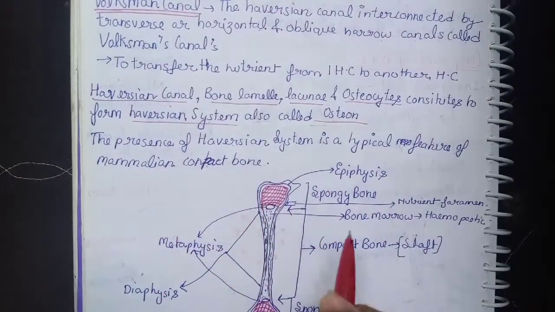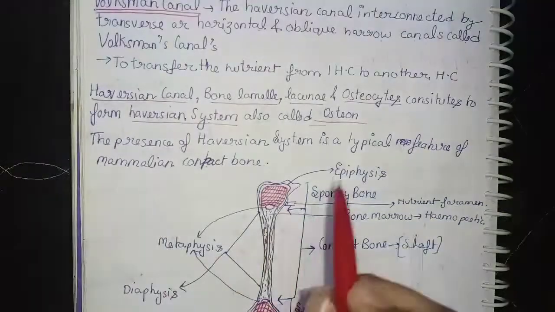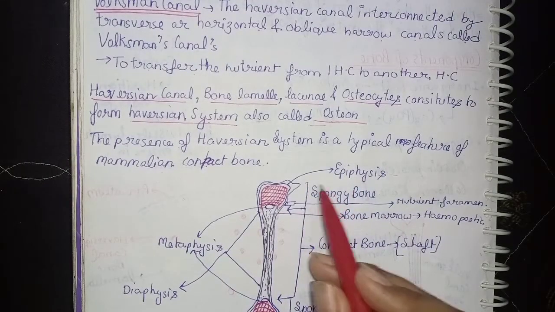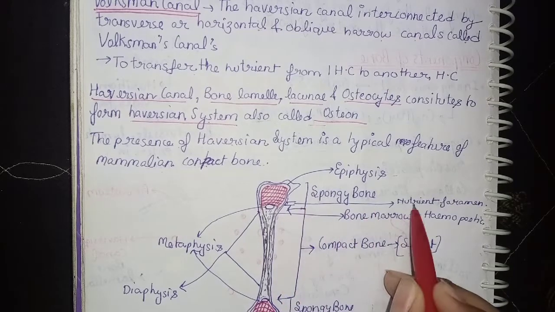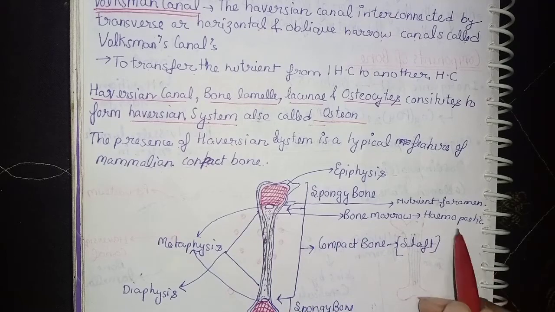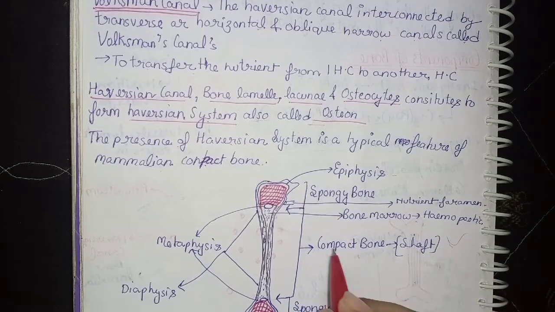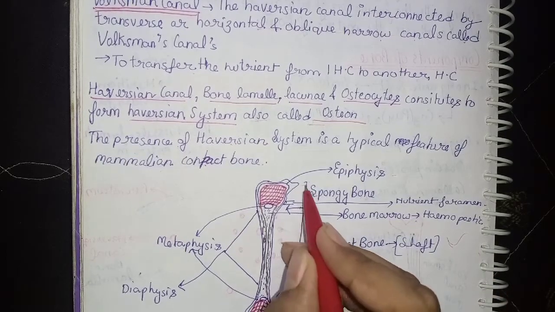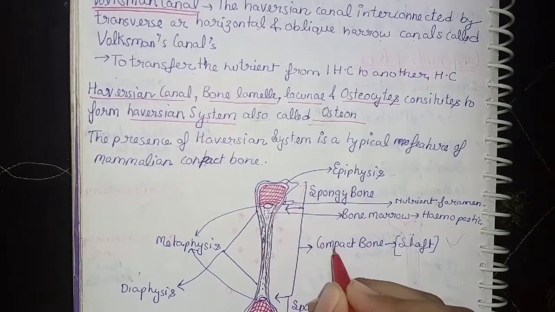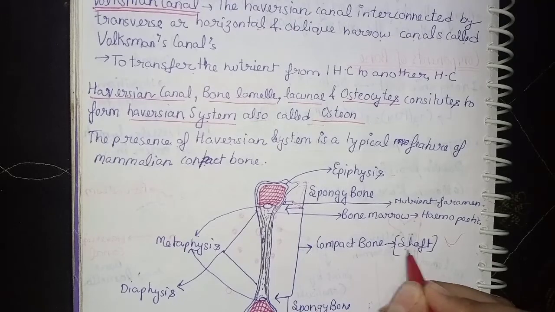It's a compact bone in which you can see the epiphysis, and this part is spongy, all this part is spongy, and you can also see the nutrient foramen. You can also see the bone marrow, which is hemopoietic, that is where the blood cells form, and you can see the compact part. This part is spongy part, this much part and this much part, and the middle part is the compact part which represents the shaft.